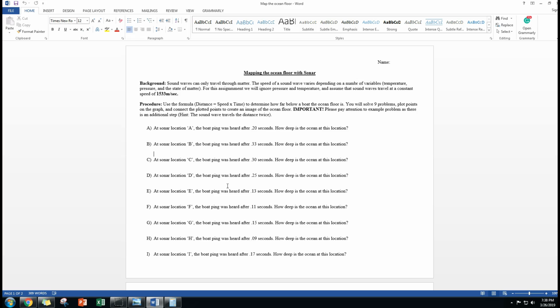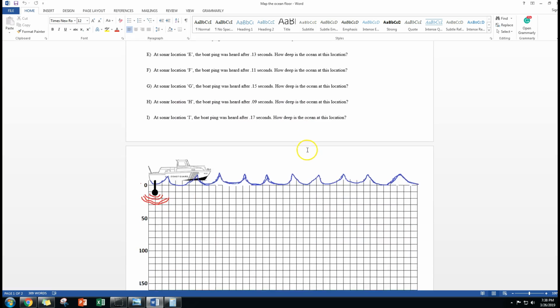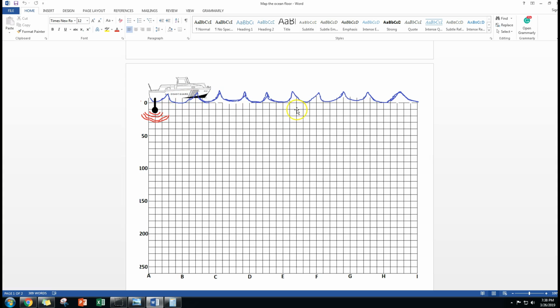So what I wanted to do today is take the activity you did in class a step further, and do a little assignment where we're going to be calculating, with just some basic math, the depth of the ocean underneath a pretend little Coast Guard boat. I've got a wonderful picture drawn. Mine's in color. Yours is going to be in black and white.